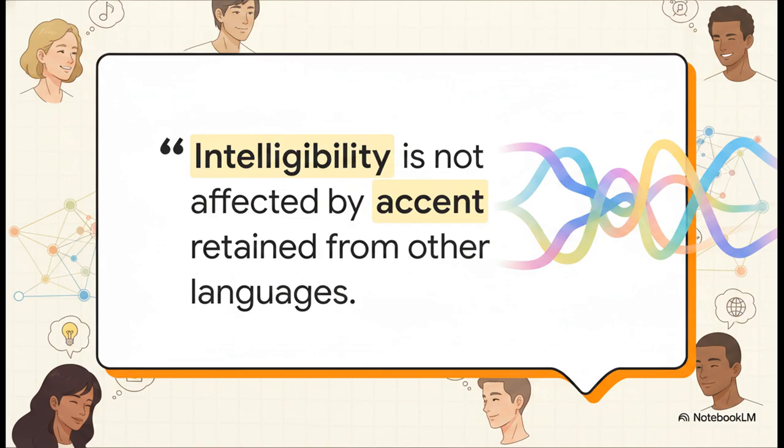To really grasp how radical this shift is, just listen to this quote from the 2020 companion volume about C2, the absolute highest level. It says, "Intelligibility and effective conveyance and enhancement of meaning are not affected in any way by features of accent that may be retained from other languages." Literally, this means that even at the absolute peak of language proficiency, retaining your native accent is officially viewed as completely disconnected from your mastery of the language.